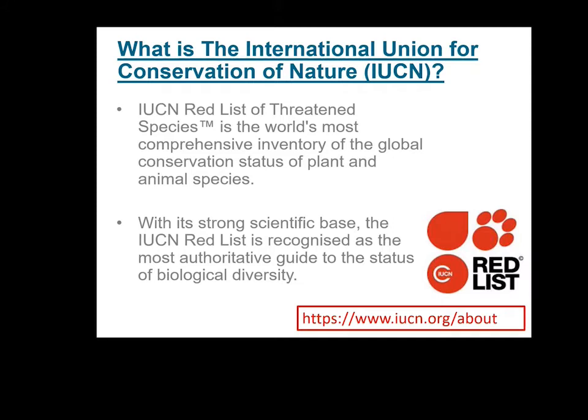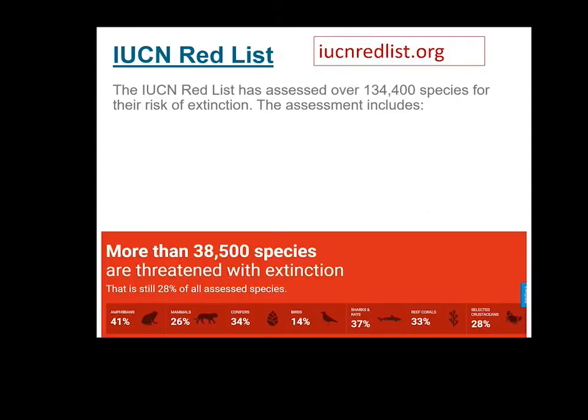The IUCN Red List of threatened species is the world's most comprehensive inventory of the global conservation status of plant and animal species. With its strong scientific base, the IUCN Red List is recognised as the most authoritative guide to the status of biological diversity.